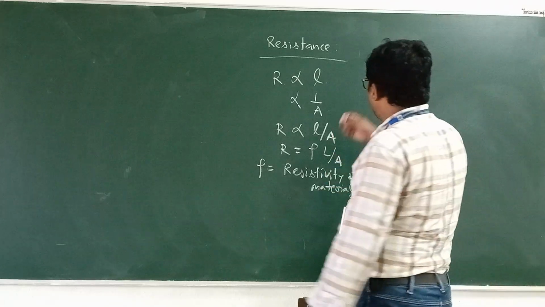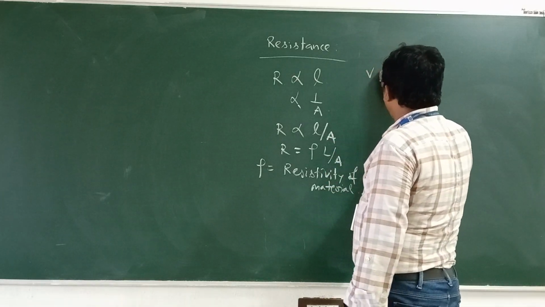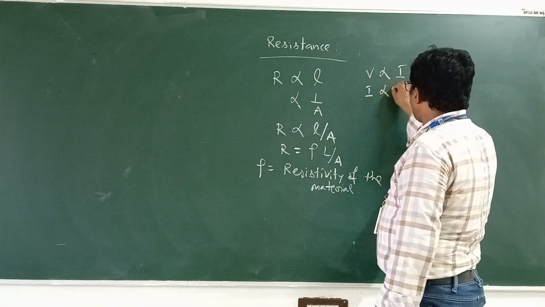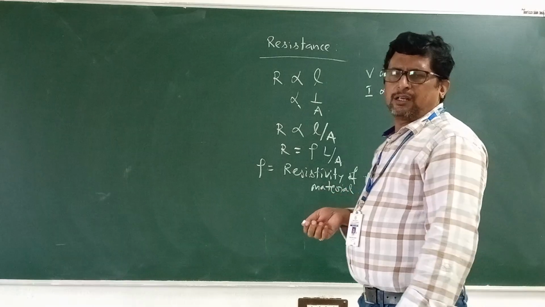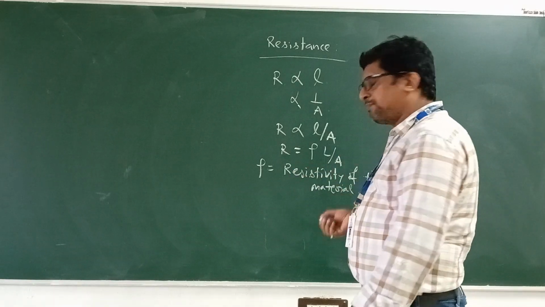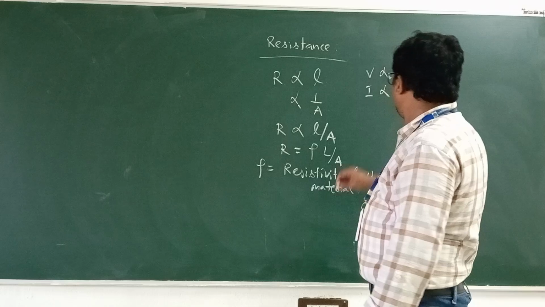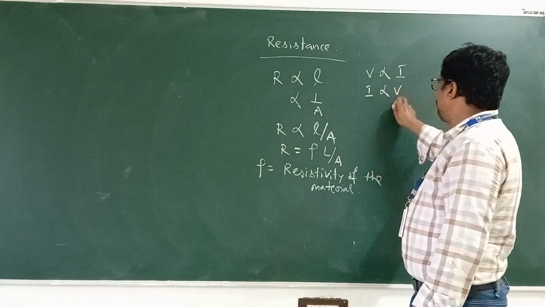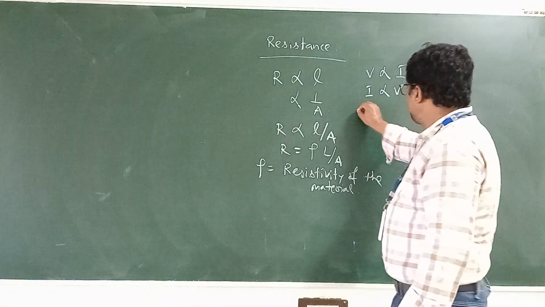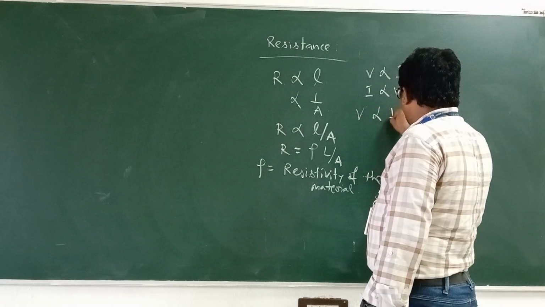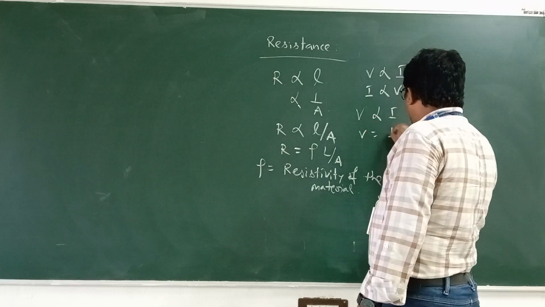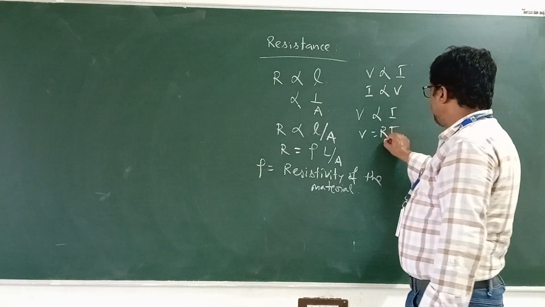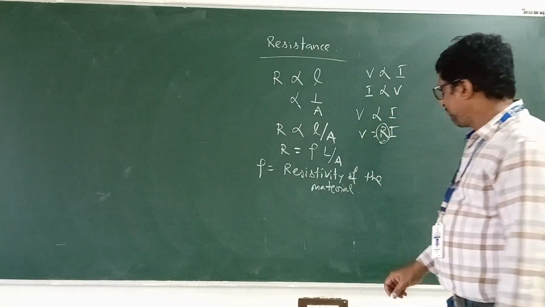According to Ohm's law, voltage is proportional to current, or current is proportional to voltage. You can simply say that the response is proportional to the source. If voltage is the source, then current is the response. If voltage is the response, then current is the source. Or you can say that V is proportional to I, that means V is equal to a constant R into I, and that constant is the resistance of the conductor.